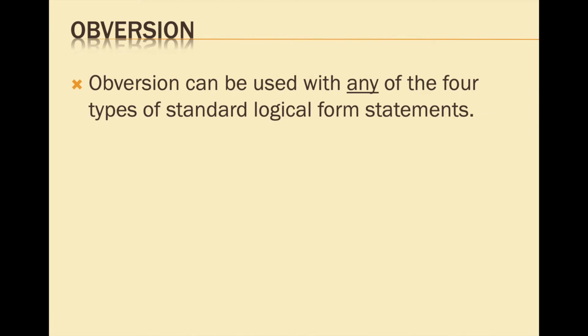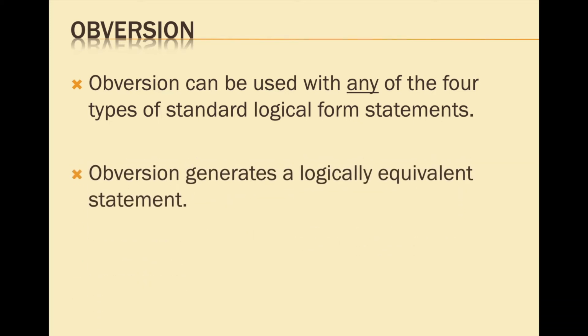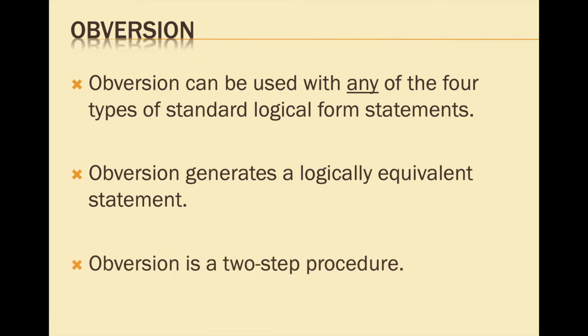And the first one we want to talk about is called obversion. And obversion can be used with any of the four types of standard logical form statements. That is, you can use obversion regardless of what type of statement you're starting with. It can be used for universal affirmative, universal negative, particular affirmative, or particular negative. Obversion generates a logically equivalent statement, and it is a two-step procedure. So we'll review those two steps.